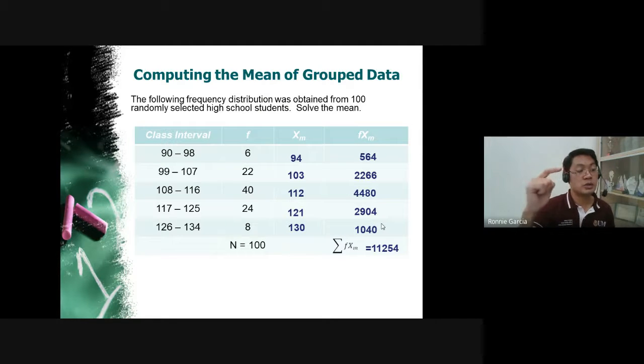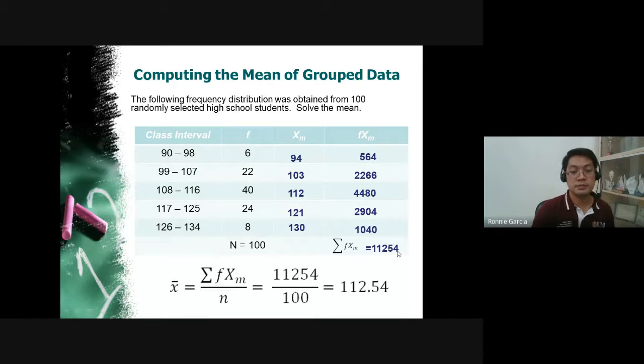That is the numerator. Unsa i-divide nimo ani? Divided by the number of observations. Pila tanan ang estudyante? 100. So 11,254 divided by 100 is the mean. That is 112.54. So nakuha nimo ang mean sa imong data even though wala siya gihatag tag isa-isa. Kung gihatag to siya isa-isa, then masayon unta to imong i-calculate divided by 100.